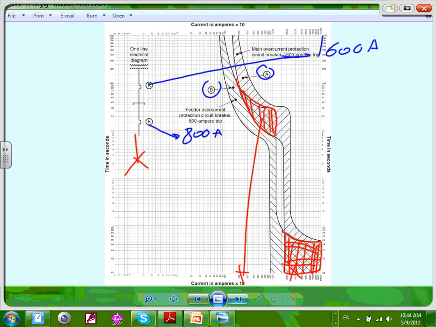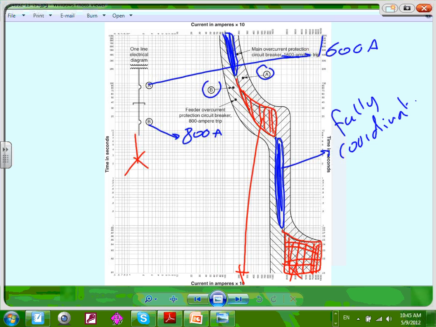So I want you to understand, just by looking: overlapping, miscoordination. Can you guys see where they are coordinated? They're fully coordinated in this area here. Perfect. And here, can you see where they're fully coordinated? So the green is fully coordinated. In these two areas, no coordination.